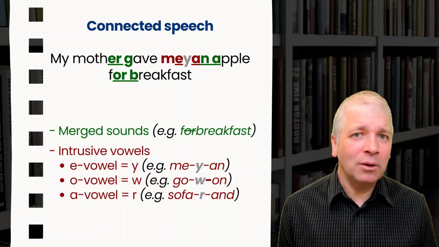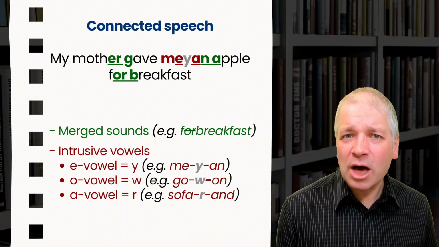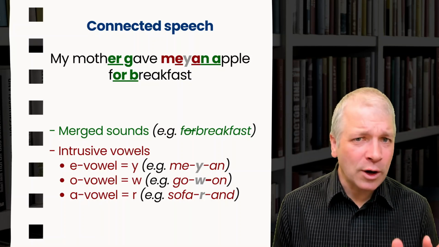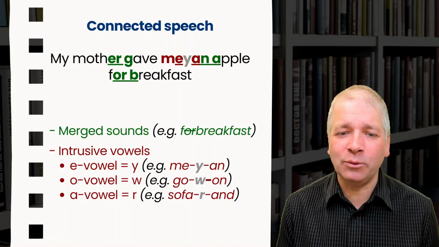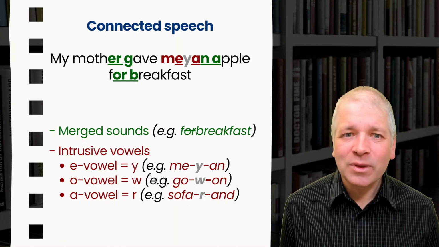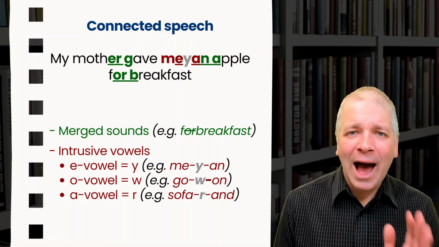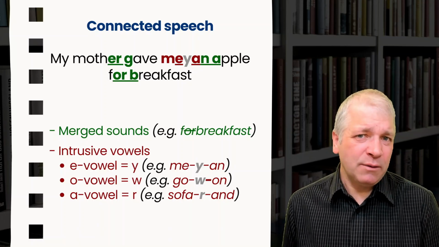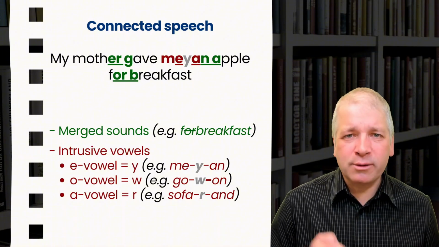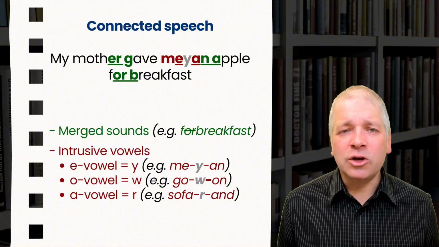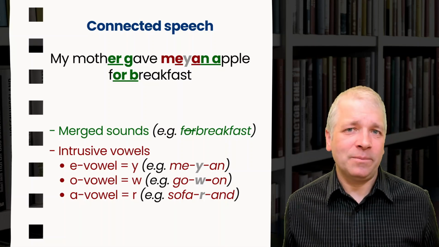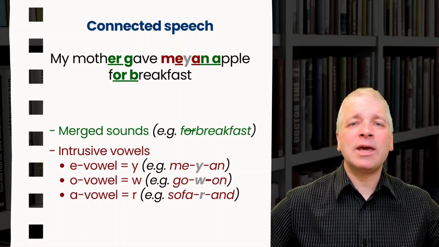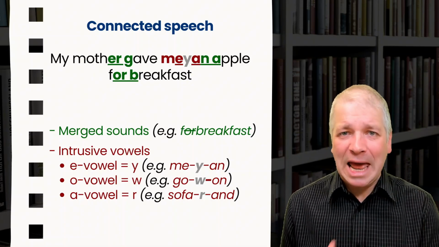So with an e vowel at the end of a word, we often use this y sound to get from one word to the next, me-yan. With an o vowel, we often use a w sound, such as go-won. And with an a vowel or a vowel, we often use an r to get from one to the other. So instead of saying, I want a sofa and a chair, you could say, sofa-r-and a chair. Sofa-r-and. So there's an r there. And that helps you get more quickly between one sound and the next.